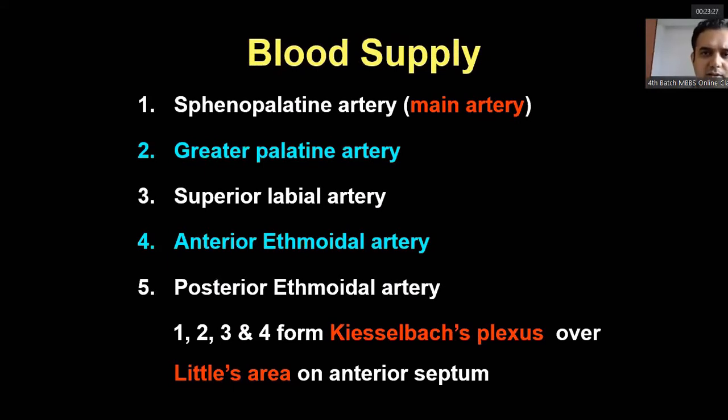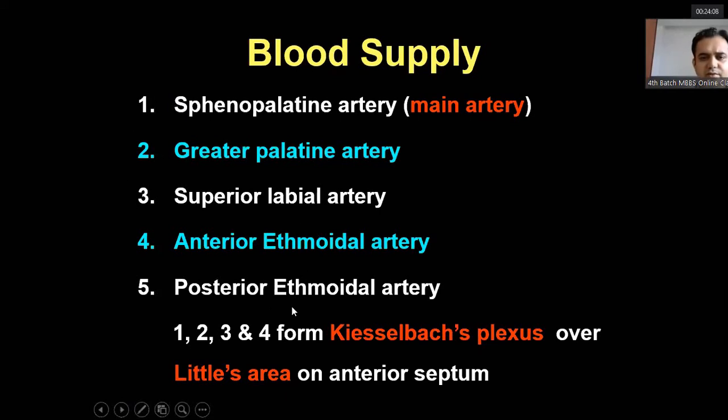Now, blood supply. The blood supply of the nose is very important because epistaxis is a very common condition. In our OPD and emergency, in 24 hours, we see around 5 to 6 cases every day. So epistaxis is very common. The blood supply is by the sphenopalatine artery, greater palatine artery, superior labial artery, anterior ethmoidal artery, and posterior ethmoidal artery. All these arteries supply the nasal septum and the lateral wall, the medial wall and the lateral wall.